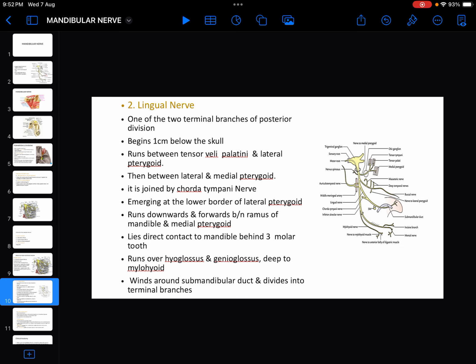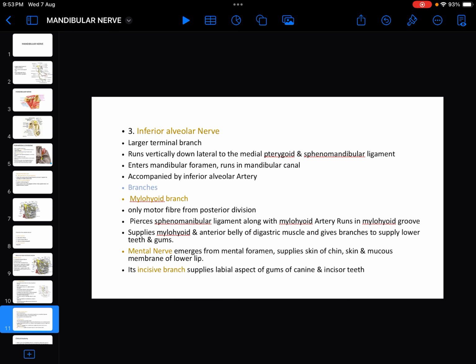Then it is joined by the chorda tympani nerve, a branch of the facial nerve. Then, emerging at the lower border of the lateral pterygoid, it runs downwards and forwards between the ramus of the mandible and the medial pterygoid. Then it lies in direct contact with the mandible behind the third molar tooth. Then it runs over the hyoglossus and genioglossus, that is, superficial to the hyoglossus and genioglossus and deep to the mylohyoid. Then it winds around the submandibular duct and divides into its terminal branches.